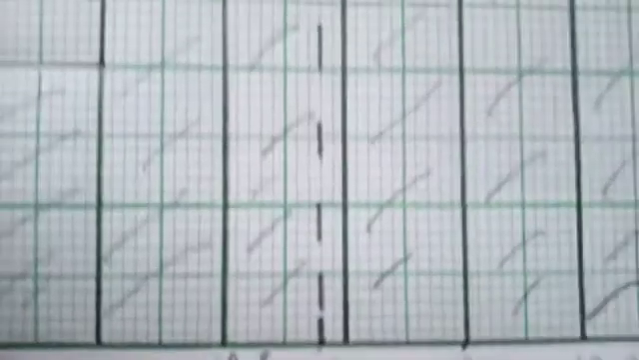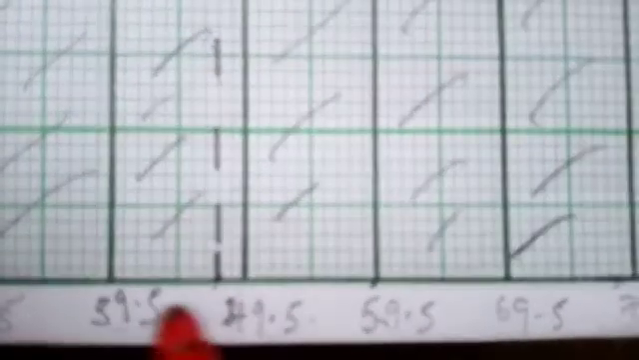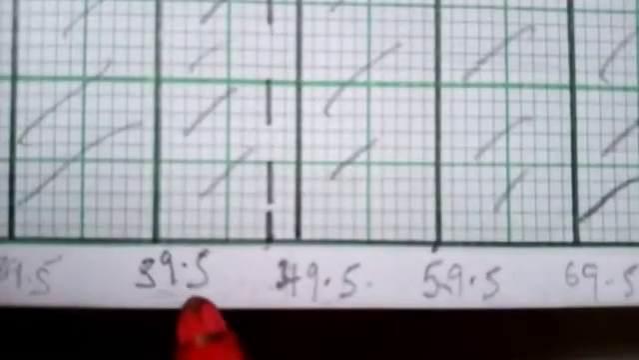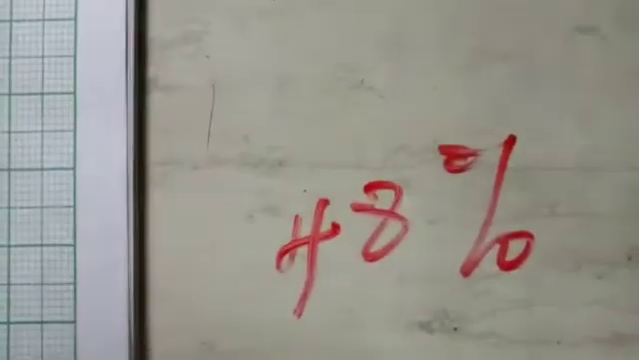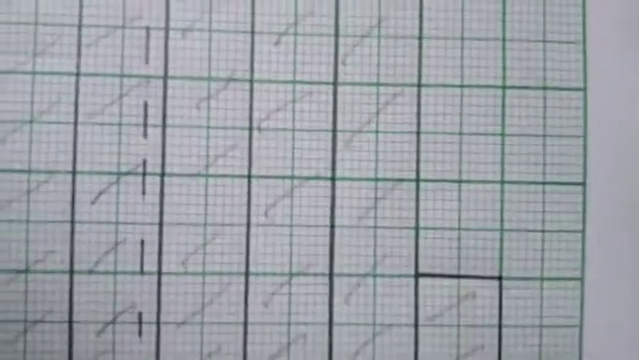When you count the small boxes in between this line correctly and add that to 39.5, that will give you an approximation. That should be somewhere around 48% when you do the counting correctly. What we are looking for is that you are doing the right thing. Okay, now we are done with the histogram.